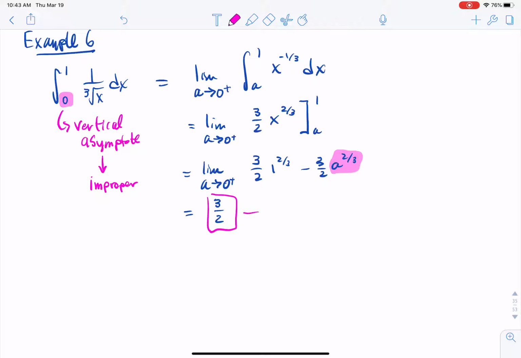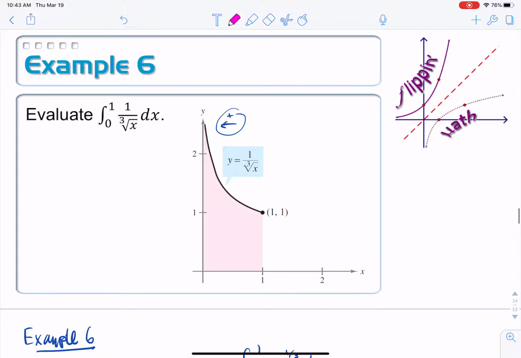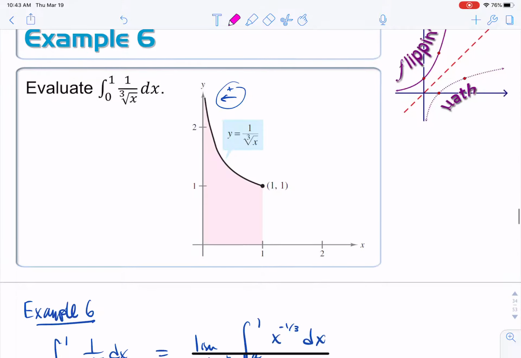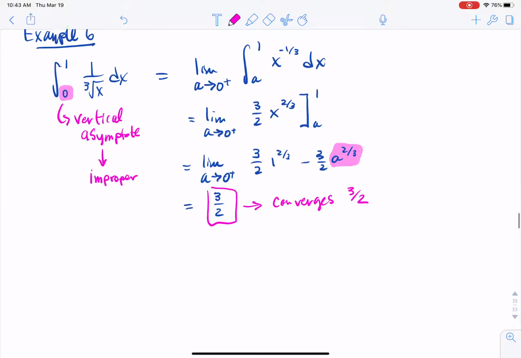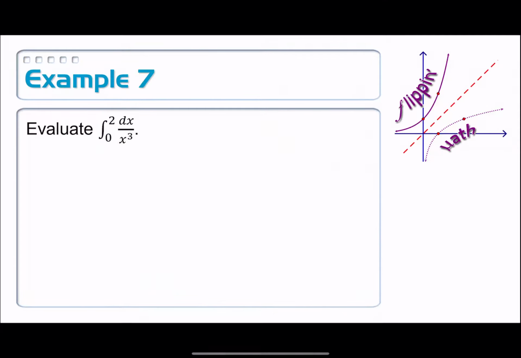So we're going to say that our definite integral here converges to 3/2. And again, the graphical evidence here seems to point towards the fact that it collapses to the axis quickly enough that it actually does converge to 3/2. Let's take a look at another one here.